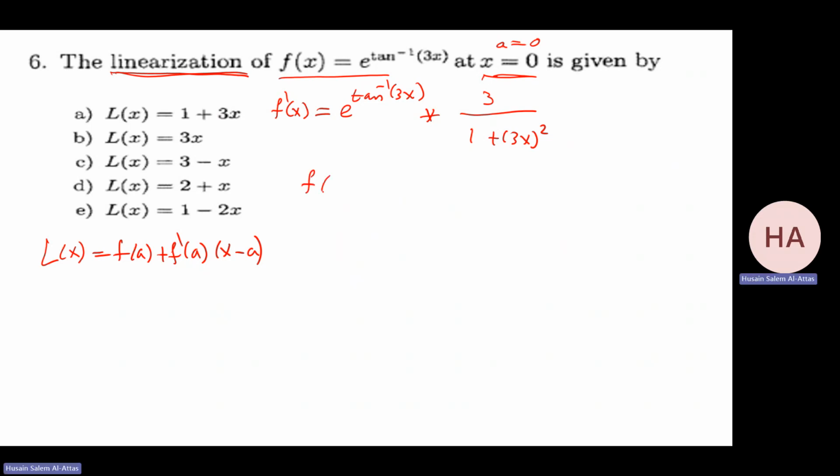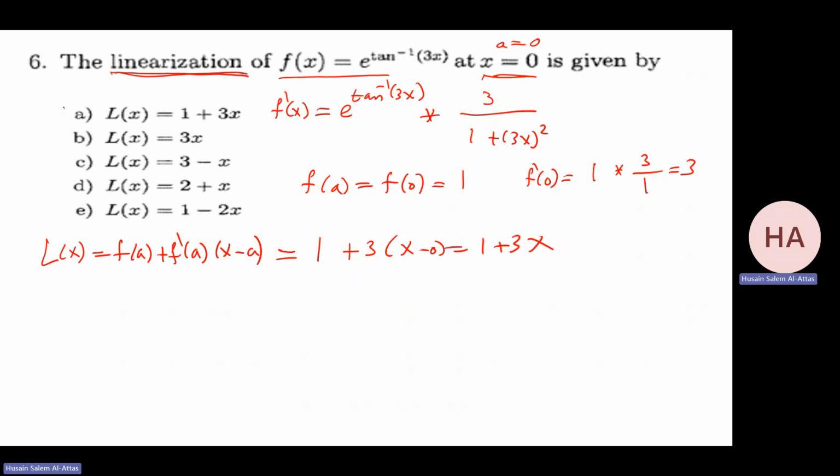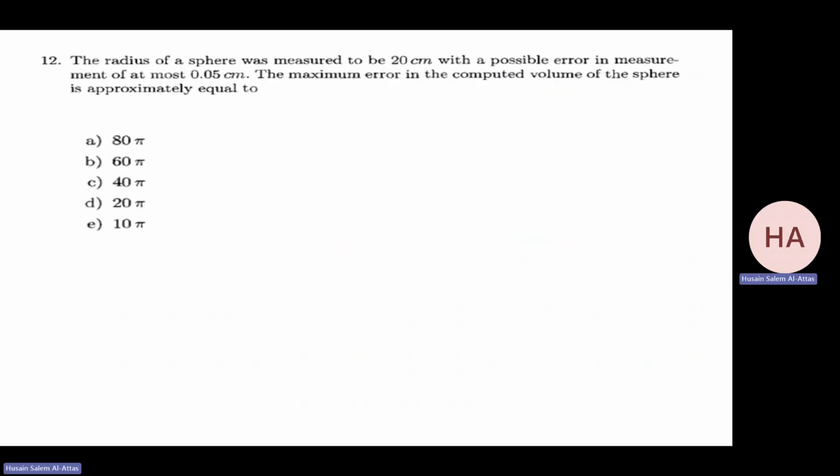Now f of a, which is f at 0, that will be e to the tan inverse of 0, which is 0, e to the power 0, that will be 1. f prime at 0 will be what? e to the power 0, 1 times 3 over 1 plus 0, that will be 3. So L of x will be f of a, 1, plus 3 times x minus 0, which is 1 plus 3x, which is this.